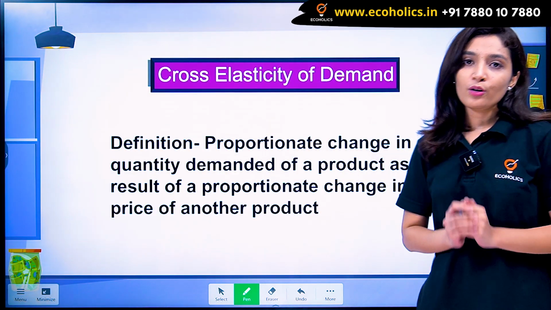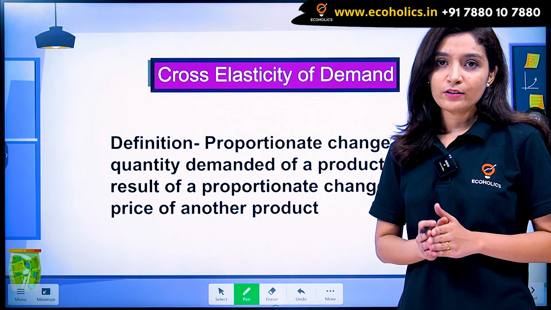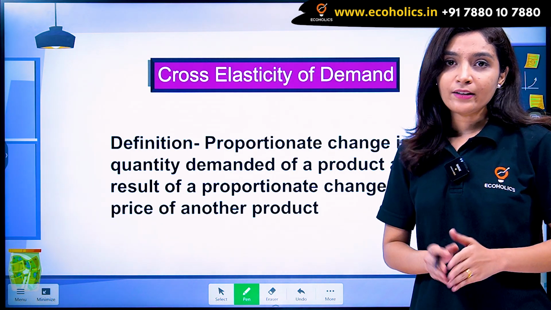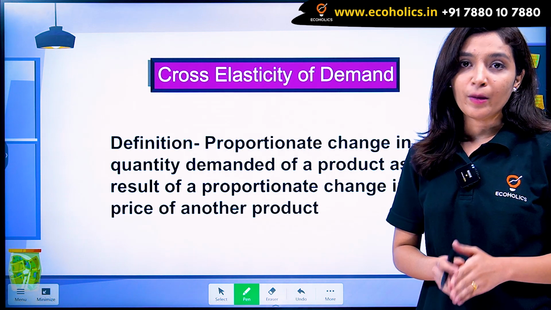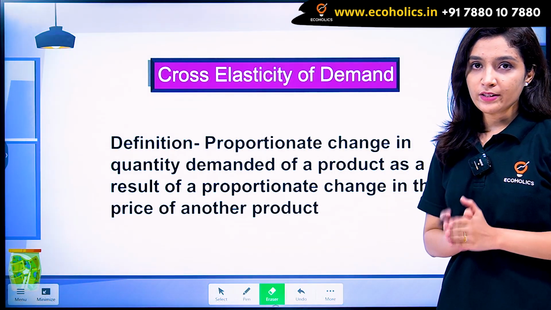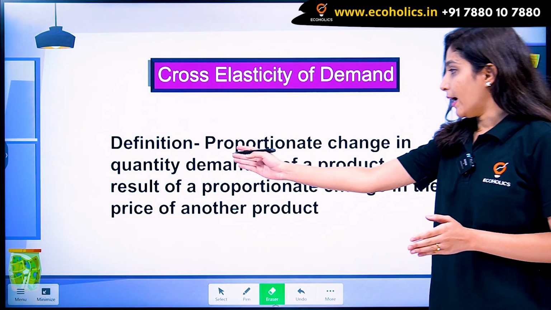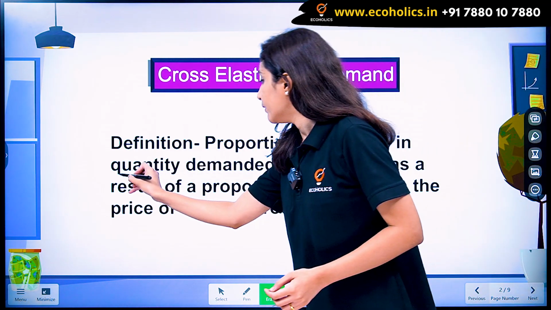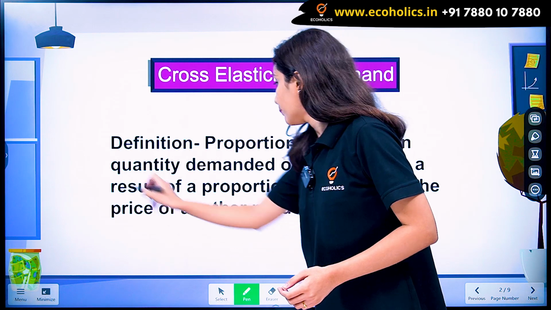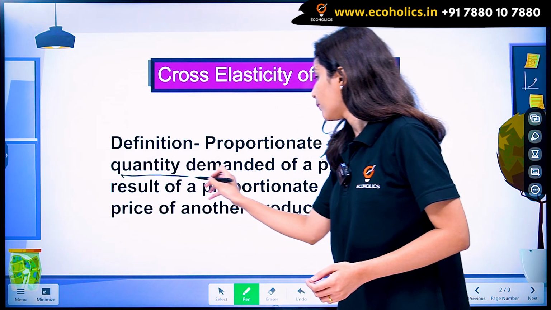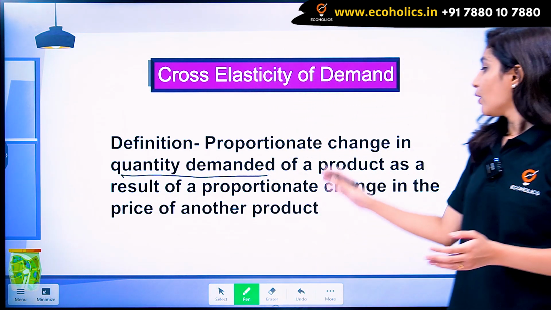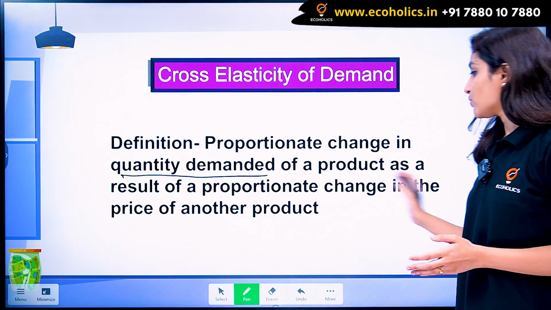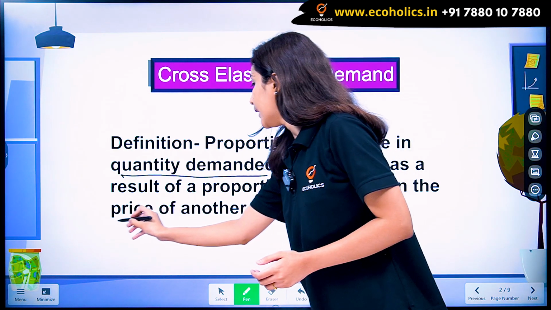Now, before understanding the cross elasticity of demand as a measure of monopoly power, let's first understand what cross elasticity of demand means. Our definition states that it is the proportionate change in the quantity demanded of a product as a result of a proportionate change in the price of another product.